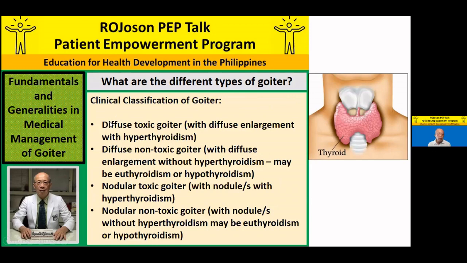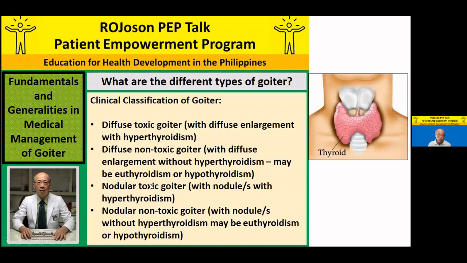Another classification goes this way: diffuse toxic goiter, okay, meaning the thyroid gland is diffusely enlarged, and toxic refers to the presence of hyperthyroidism. And then diffuse non-toxic goiter: diffuse enlargement, but non-toxic means without hyperthyroidism. When you say without, it could be the patient is euthyroid or hypothyroid, okay. So in this classification, it gives priority to hyperthyroidism over hypothyroidism.